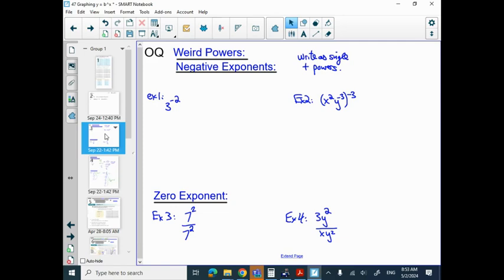So here's some example questions. If you needed some help with the previous assignment, this should help a bit. One of the things sometimes you get asked is just to write as single powers. Using our rule that a to the negative n equals 1 over a to the positive n, we can just switch this form here to 1 over 3 to the positive 2, right? And we weren't even asked to evaluate.